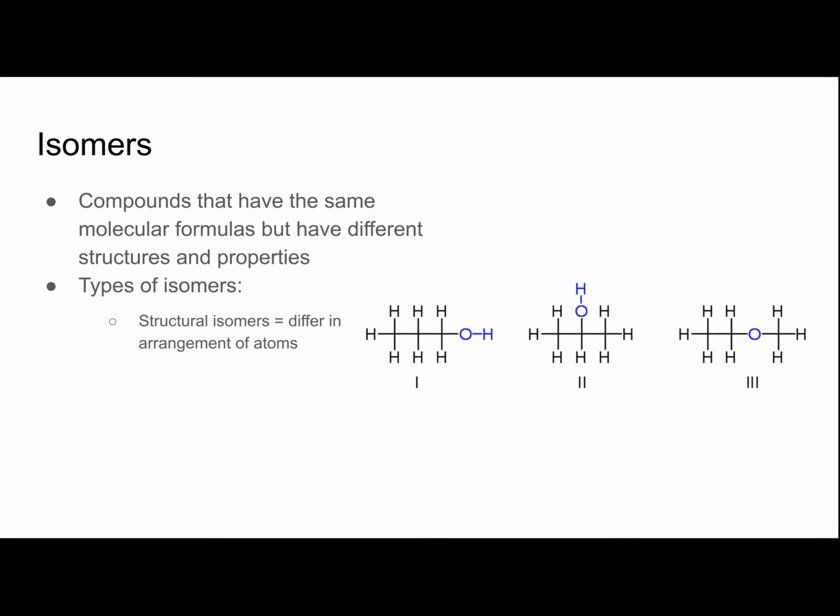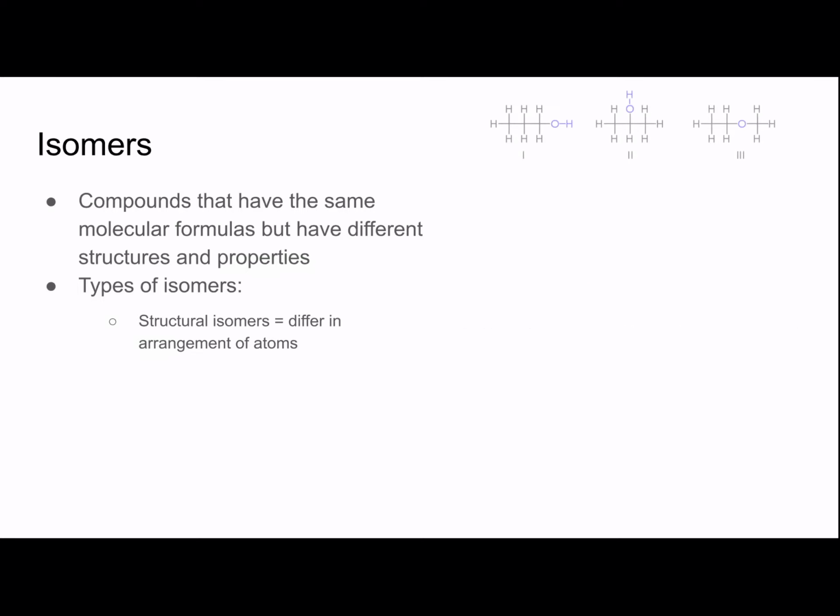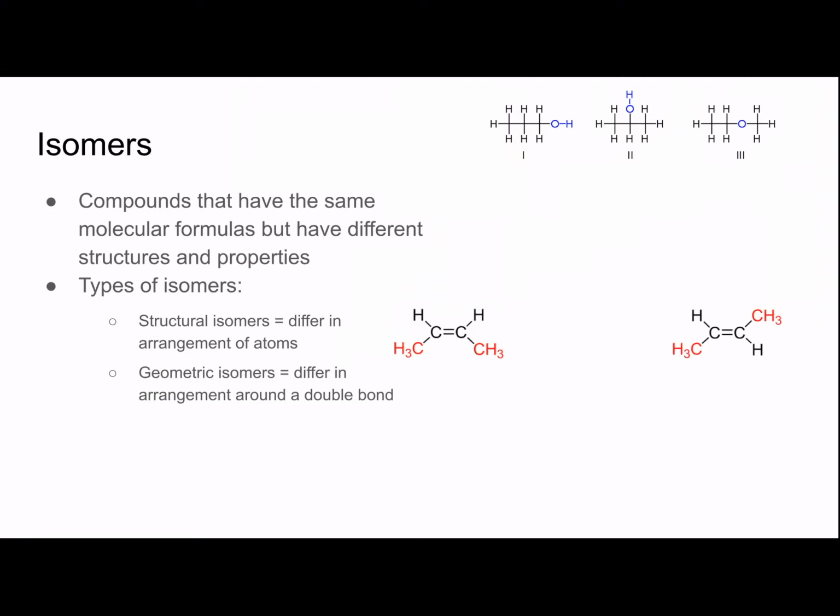So here's an example. As you can see, all 3 molecules have the same amount of hydrogens and 1 oxygen, but the placement of that differs, which changes the compound and its properties. Next, we have geometric isomers, which differ in arrangement around a double bond. So here's an example. As you can see, again, same amount of every element, but the positioning of the side groups is different, which changes the compound.